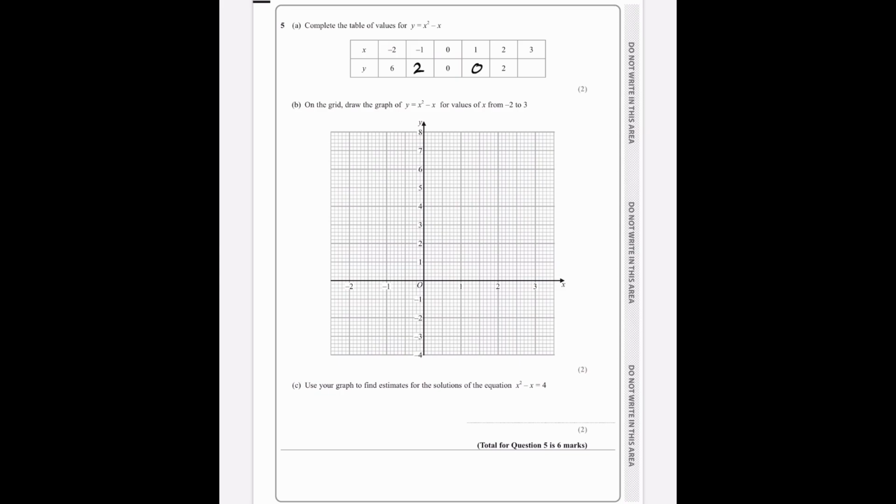Question 5, substitute -1, 1, 3 into the equation. You get 2, 0, and 6. Then plot your points and draw a better graph than I have. So there's 0, 0, 1, 0, 2, 2, and 3, 6. And then have a go.